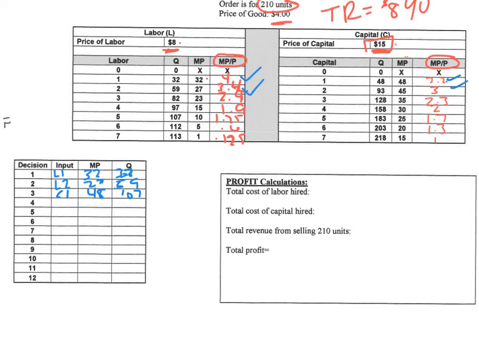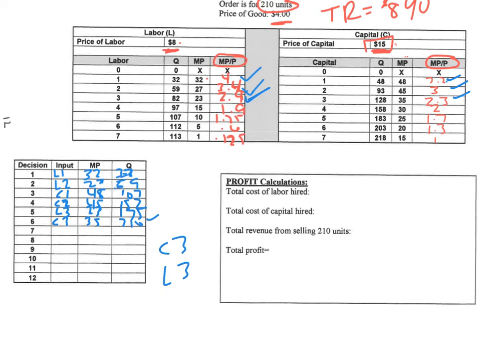Then we're going to hire the next unit of capital, C2. Marginal productivity of 45, bringing our total to 152. Then our 2.9 is higher, so L3 is what's going to be hired next, giving us an additional 23 units, pushing us to 175. And then lastly, we are going to hire C3 because 2.3 is greater than 1.9, which gives us a marginal productivity of 35, getting us to our 210 order number. So we've filled our order with 3 units of capital and 3 units of labor.